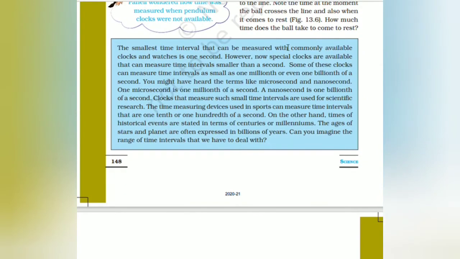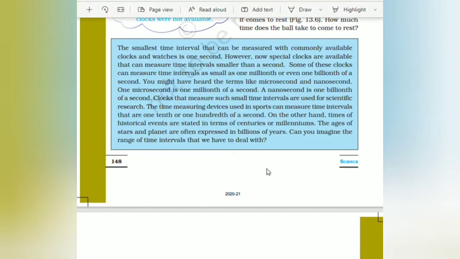The smallest time interval that can be measured with commonly available clocks and watches is 1 second. However, special clocks are now available that can measure time intervals smaller than a second. Some of these clocks can measure time intervals as small as 1 millionth or even 1 billionth of a second. You might have heard the terms microsecond and nanosecond. 1 microsecond is 1 millionth of a second. 1 nanosecond is 1 billionth of a second. Clocks that measure such small intervals are also used for scientific research.